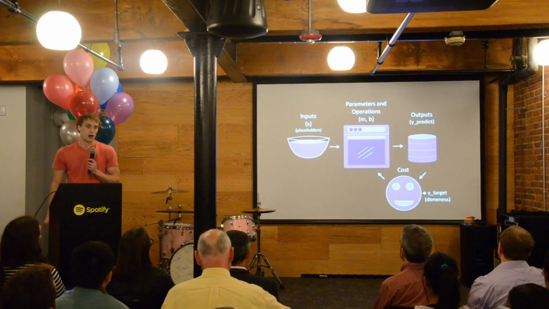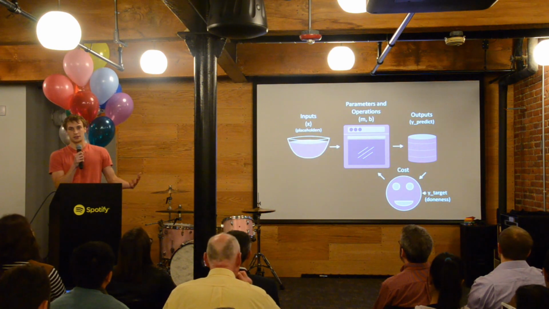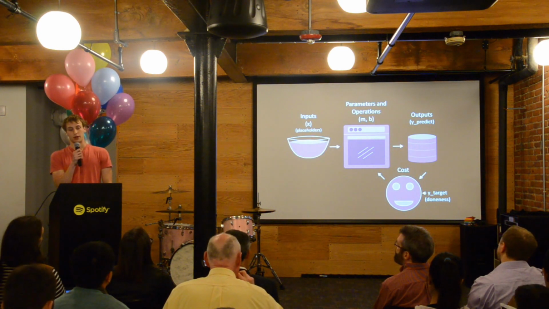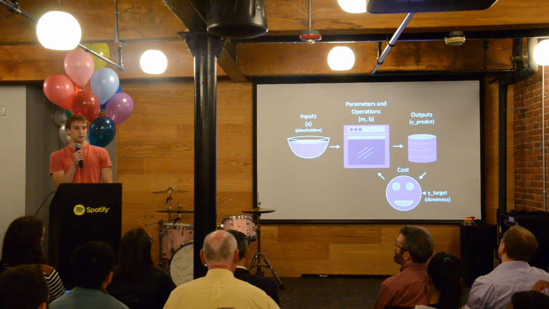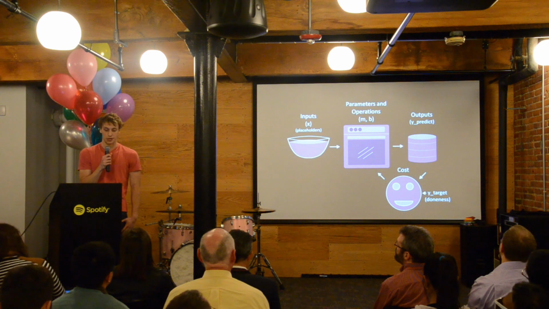Here we see our graphical model. We have our inputs again. You might call that x, and y equals mx plus b. You have your parameters and ops. That's your m and your b. And then you have your output. We'll call that our y value, and that's our prediction.